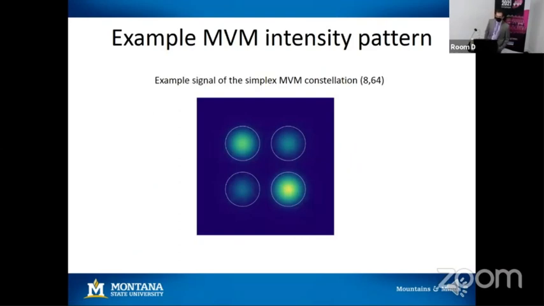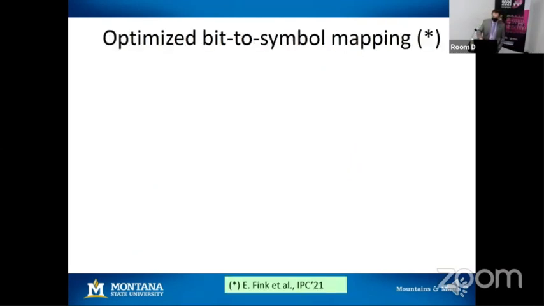Here is one of the signals from a constellation. It's the constellation with 8 spatial degrees of freedom and 64 points. So you see here the illumination of the 4 cores, which have 8 degrees of freedom, X, Y polarization each. You see here only the intensity pattern. There is a phase difference in the launch signals, but you cannot see it here.